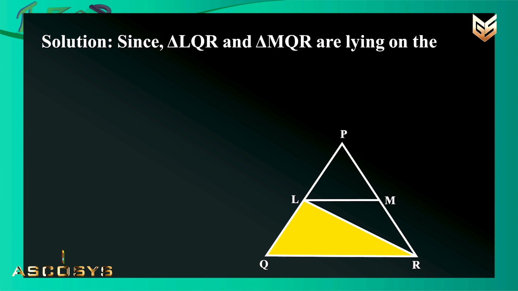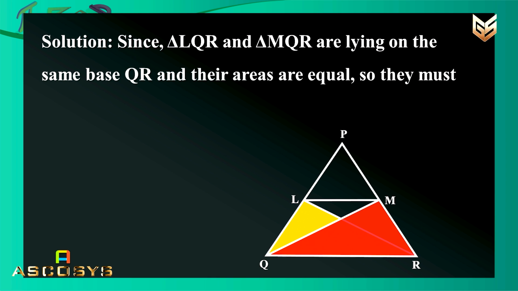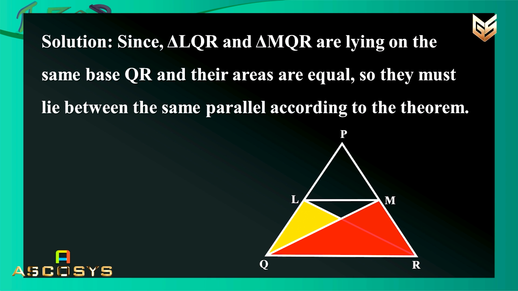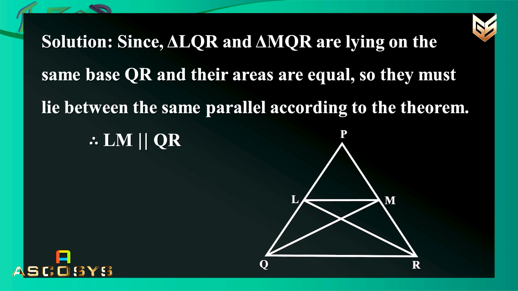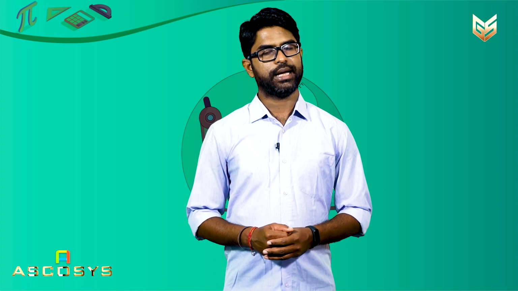Here we know that triangle LQR and triangle MQR are lying on the same base QR and their areas are also equal. So they must lie between the same parallels according to the theorem. So that is why simply we can say LM is parallel to QR, which is also clear from the figure also. Now we will solve few MCQs.